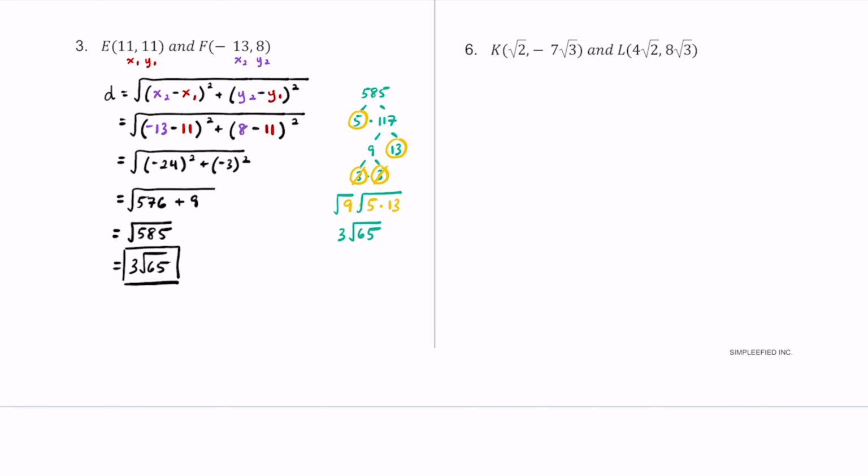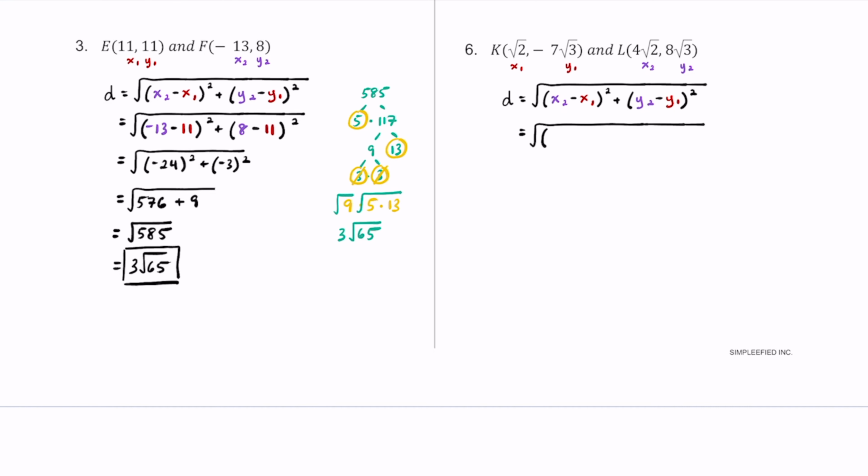Here's one last problem. For number 6, we have point K at (root 2, -7 root 3) and point L at (4 root 2, 8 root 3). Now these points might look a little bit more intimidating because of the radicals, but let's just make sure we follow the same process. Start off by labeling our x1, y1, and x2, y2. Then writing down our distance formula.